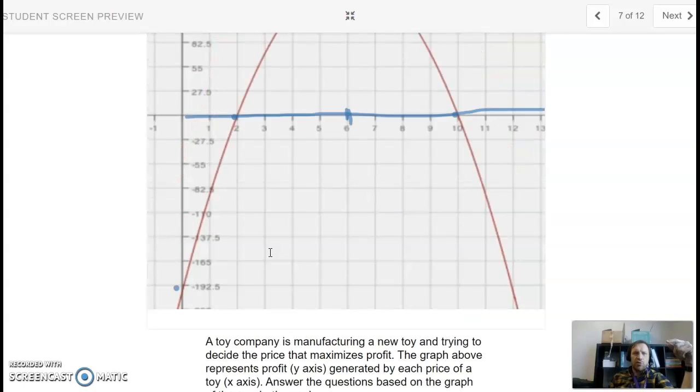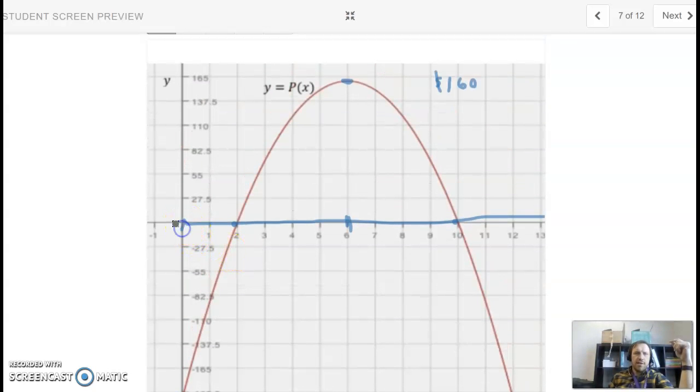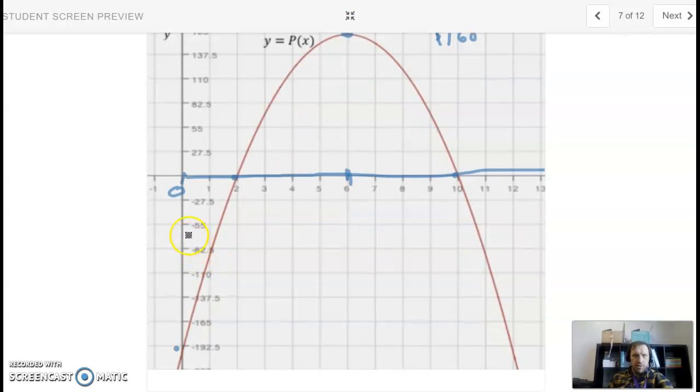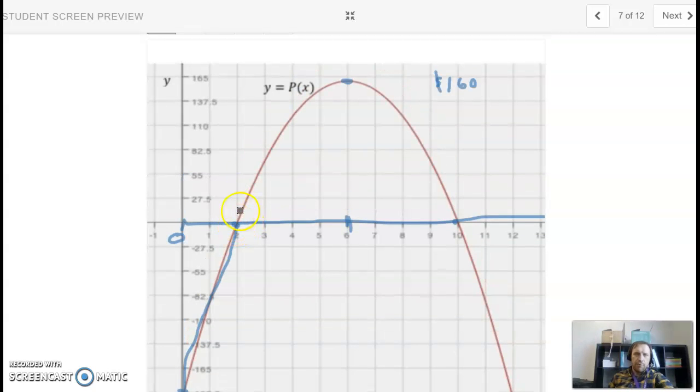So what does the y-intercept mean in context? Well, if this is $0 charged, that's like giving the toy away for free. You would lose $192.50. There's no profit, it's a loss. And that makes sense. If you give something away that you make, there's still a charge for it. It still costs you something. And so, in fact, you don't start making money until you hit $2. And then from $2 to $10, you make different amounts of profit, with the most profit here.